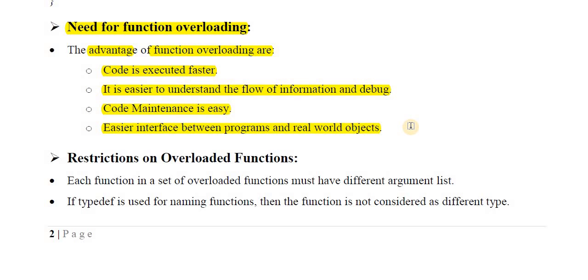So for 5 marks you have to write 4 points for advantages and 1 line for definition. Means when it is asked for 5 marks, you will get 1 mark for writing the definition of function overloading, and the remaining 4 marks you will get by writing these 4 advantages. So this is very important. Just you have to write these small 4 lines with the definition of function overloading, then you will get 5 marks.